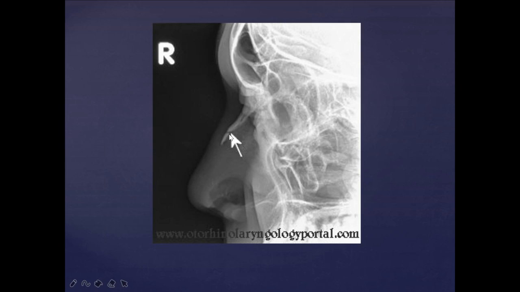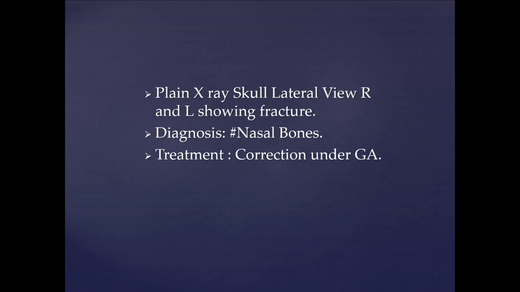So usually you will see the discontinuity. Usually in all facial injuries, most of the time it is involved during trauma, most commonly road traffic accident. So plain X-ray skull lateral view showing the nasal bones right and left. So there is a fracture, discontinuity in the bone, that is called the fracture of the nasal bone.